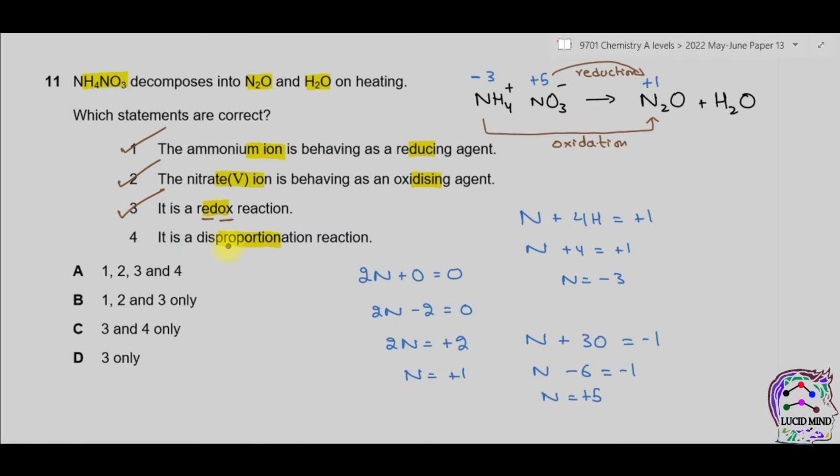Part 4, it is a disproportionation reaction. Now in disproportionation we have a single atom that is oxidized as well as reduced, but in this one two atoms are actually getting oxidized and reduced. It is not a single atom, so therefore this one is wrong. All other 3 options are correct, so therefore the answer should be B.